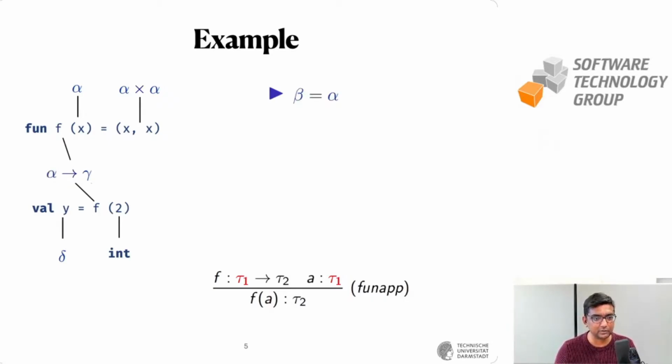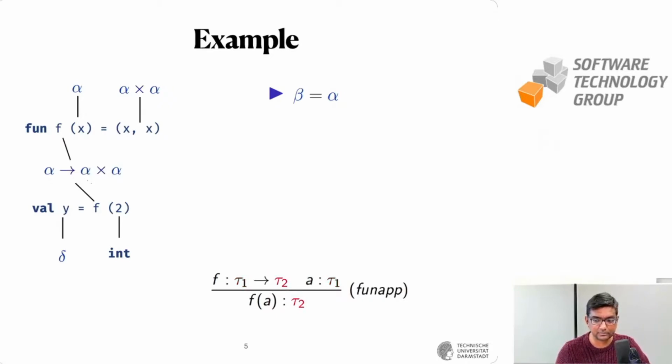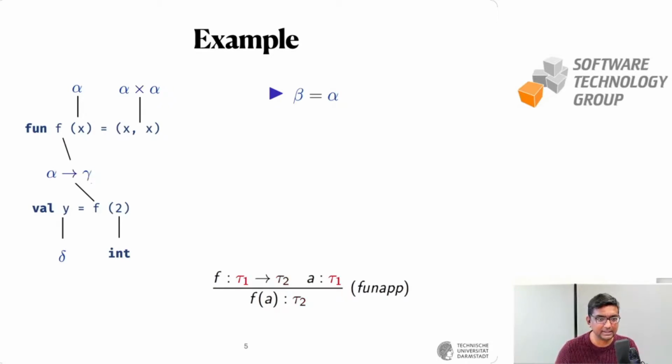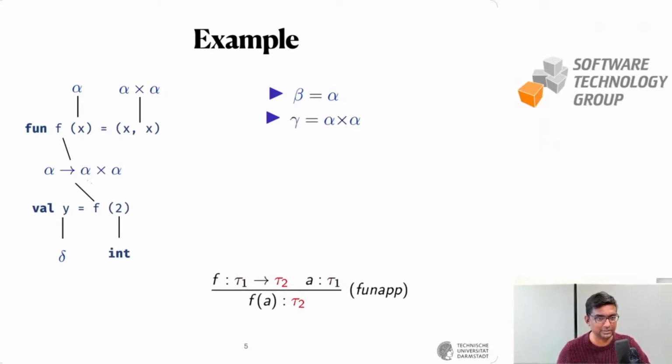So the first step is we replace every instance of alpha with beta because we know that to be true. And then we can replace gamma with alpha cross alpha because we know that also to be true from the return type of the function.